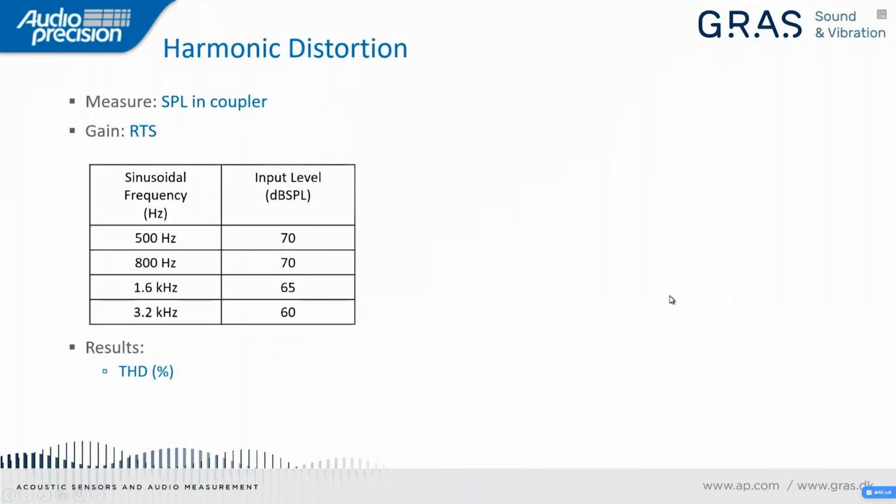Now for harmonic distortion, we measure the sound pressure level in the coupler with the gain of the hearing aid at the reference test setting. We have a series of 3 or 4 frequencies and a different level at some frequencies. At 500 hertz, we have an input level of 70 dBSPL. At 800 hertz, also 70 dBSPL, at 1.6 kilohertz, 65 dBSPL, and at 3.2K, 60 dBSPL. The result here is just the total harmonic distortion in percent.